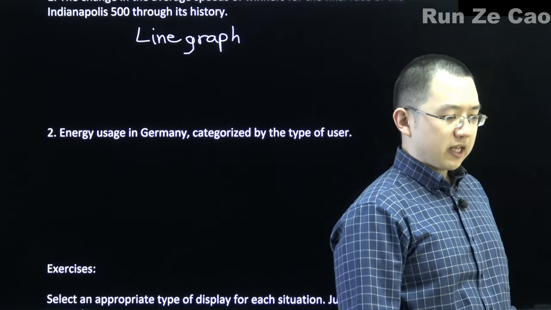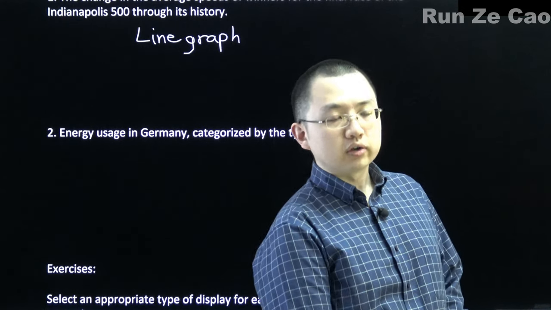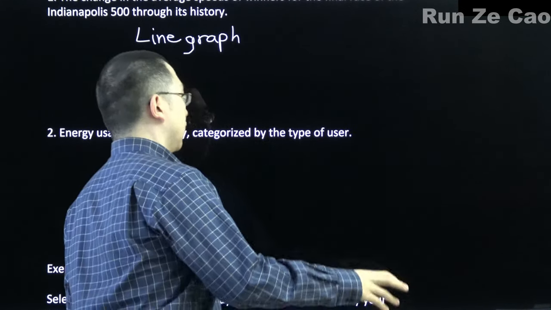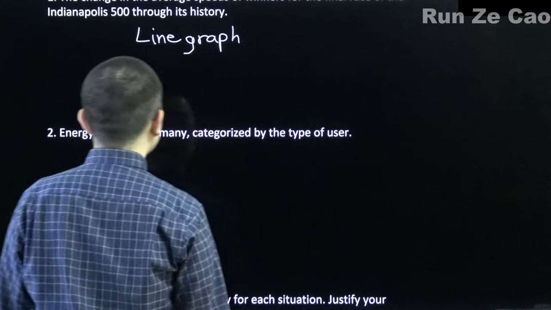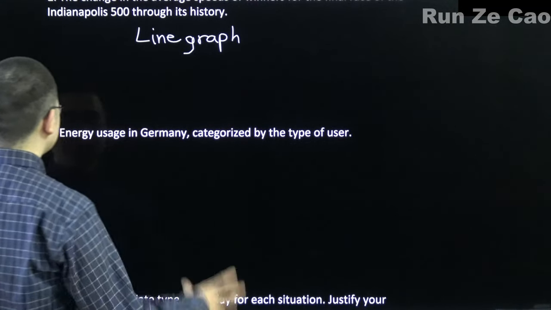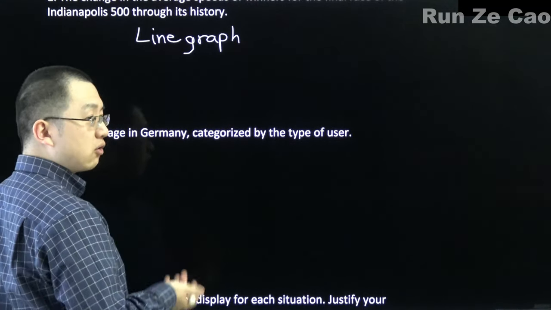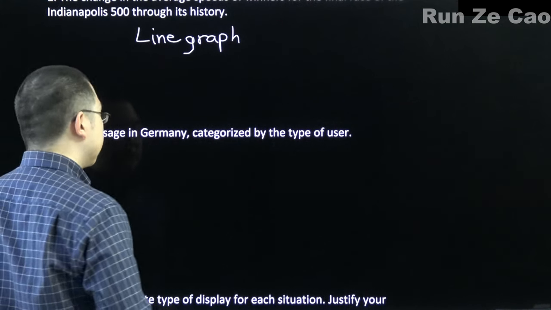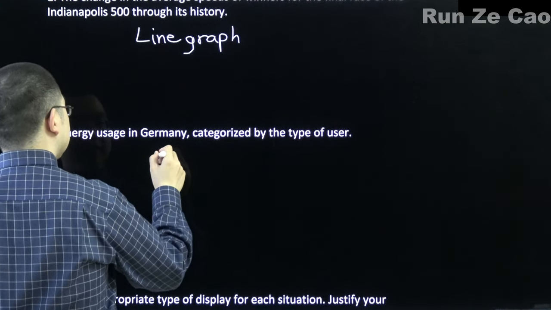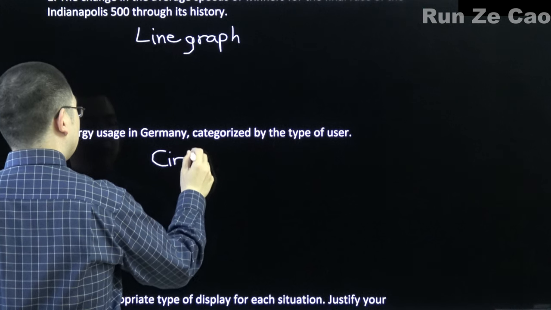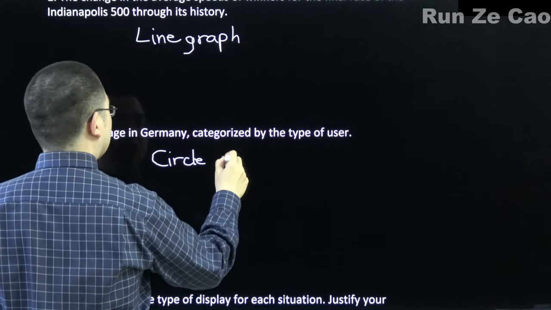Energy usage in Germany, categorized by the type of user. Well, if you're looking to show the numbers more than the proportions compared to each other, you want to use a bar graph. But for our purposes, this is probably going to be a circle graph, also known as a pie chart.